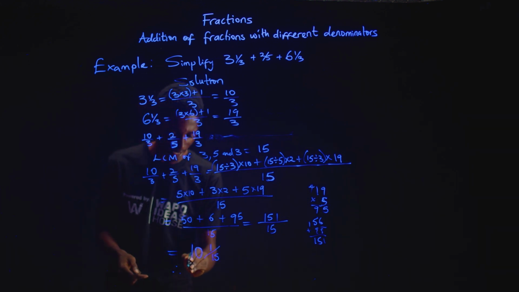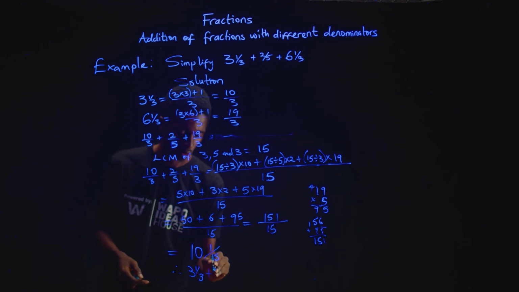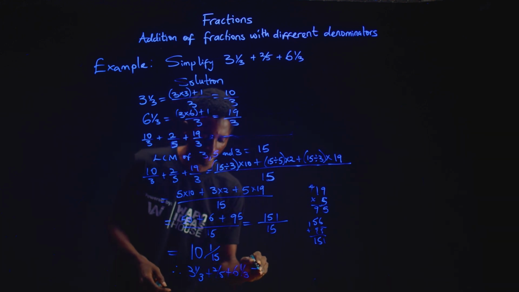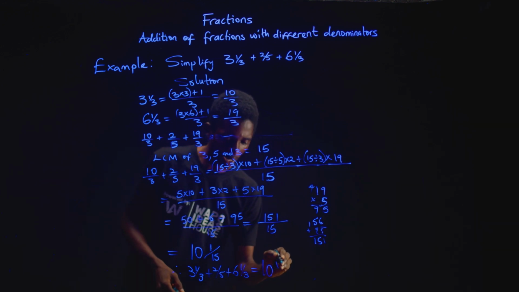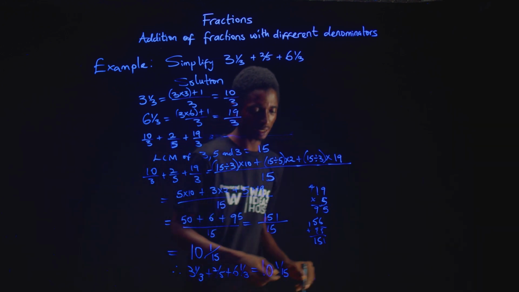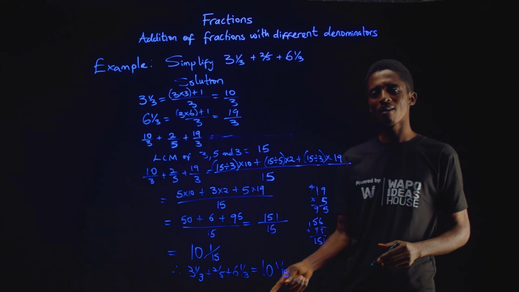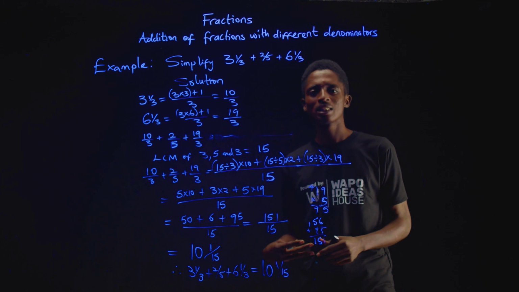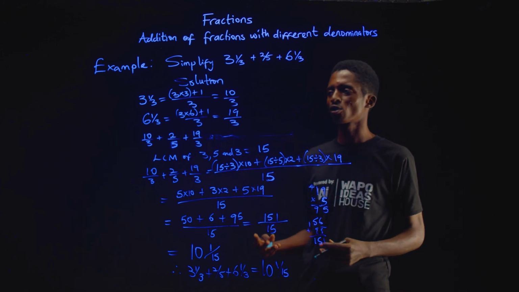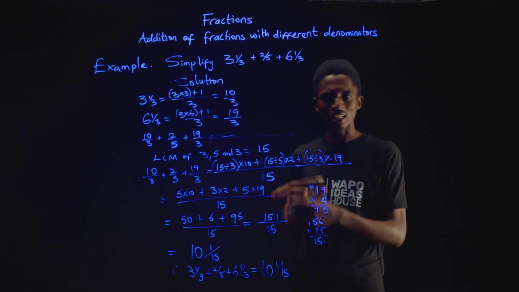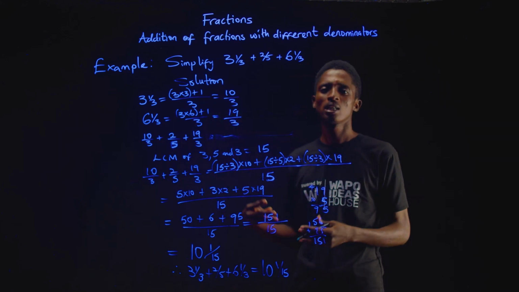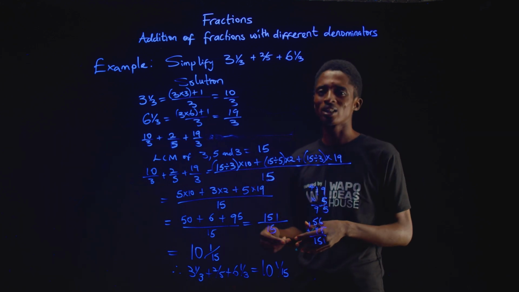Therefore, we conclude by saying 3 whole number 1 over 3 plus 2 over 5 plus 6 whole number 1 over 3 gives us 10 whole number 1 over 15. I believe that you have also arrived at this same answer. You can practice more on this, testing your skills out with other fractions. Try to add them up. You can spice it up by putting in some mixed fractions and some proper fractions, and then try to add them using this method. Thank you.